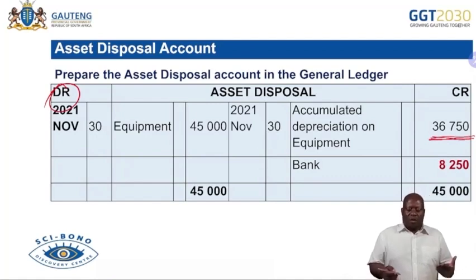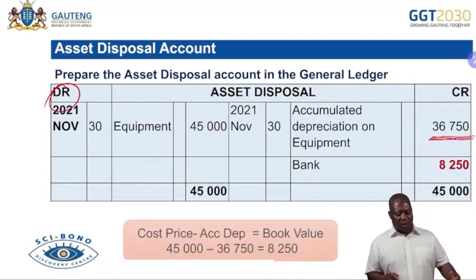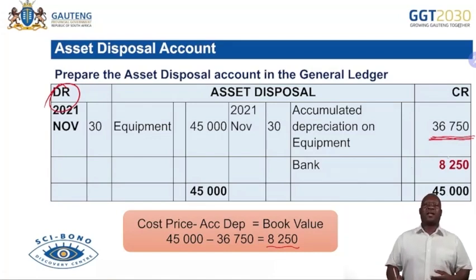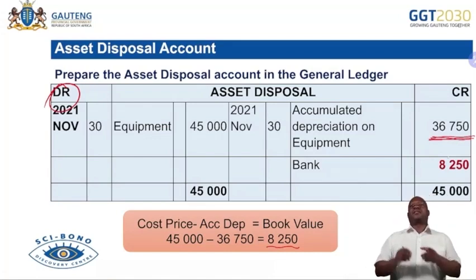But remember, we can also find carrying value the other way. Cost price minus accumulated depreciation, as always. It gives us our book value, our carrying value. So we can find it this way and enter it there, or we can just balance off this account. And remember, they are saying they are selling this asset for cash. Then it means bank is involved.